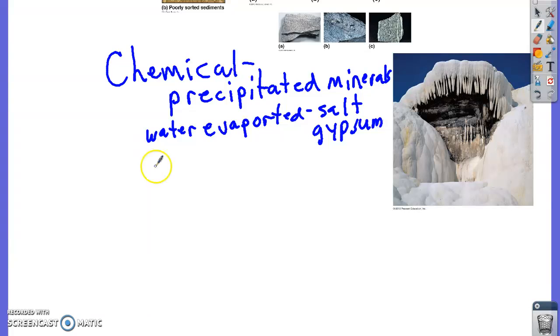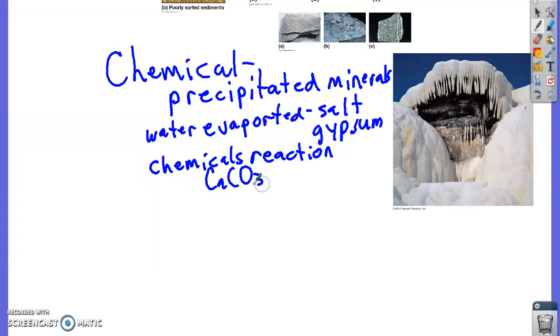Others may be chemical reactions. In other words, they reacted with chemicals in the water and they formed one that's solid and would sink out to the bottom. Okay, a lot of times calcium carbonate, which is like limestone and stuff, may do this. In fact, a lot of these rocks are called carbonates. Okay, because they contain calcium carbonate, magnesium carbonate, and a bunch of these other carbonates. And some of these are also made from little tiny skeletons of little tiny microscopic sea creatures and stuff like that.